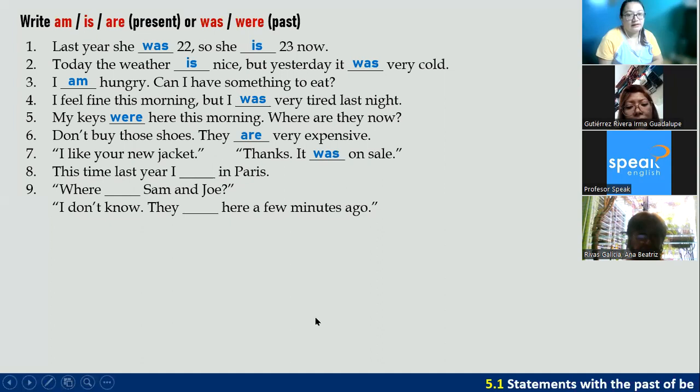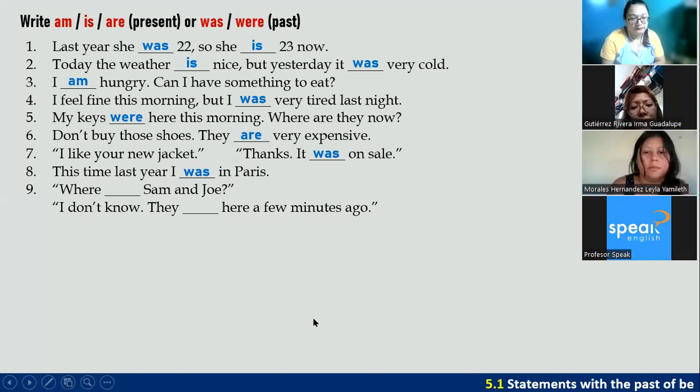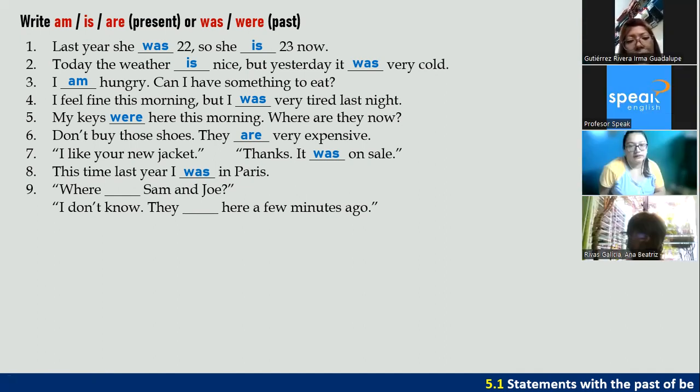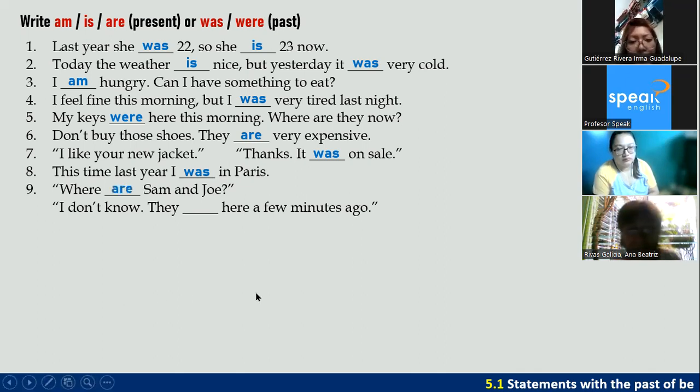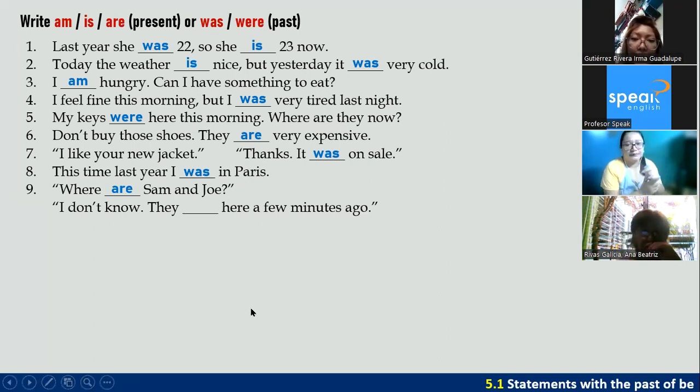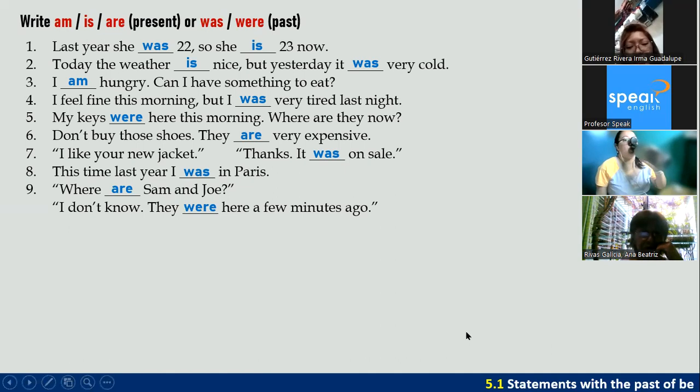This time last year, I was in Paris. Very good. Thank you. And number 9, Irma. Where are Sam and Joy? I don't know. They are here a few minutes ago. Pero es are or were? They were. Muy bien, right? They were here a few minutes ago.